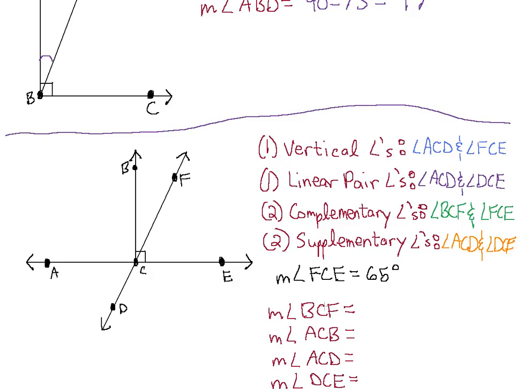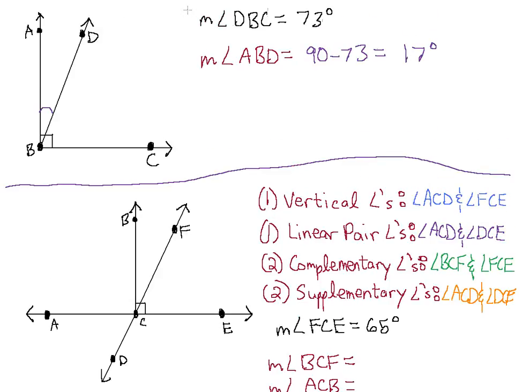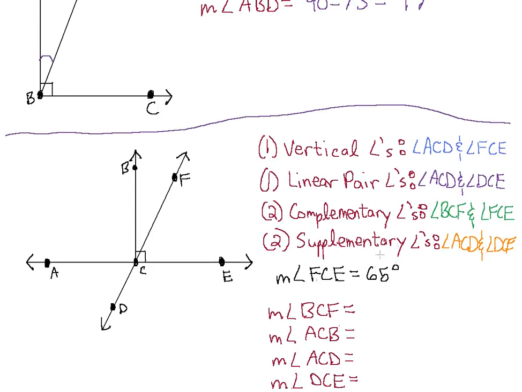Alright, so let's find BCF. BCF is this angle right here, and we'd find it actually in the same manner as we did up here. We were given this angle, and we wanted to find the smaller angle. So all we do is simply subtract 65 from 90. So we have 90 minus 65. That gives us 25 degrees. So this angle right here is 25 degrees.